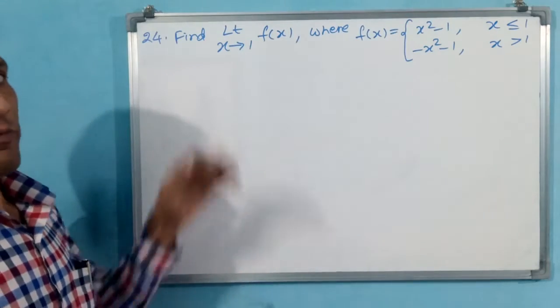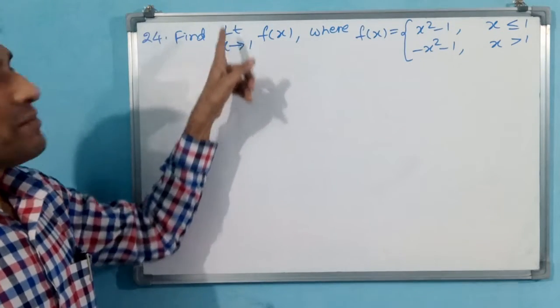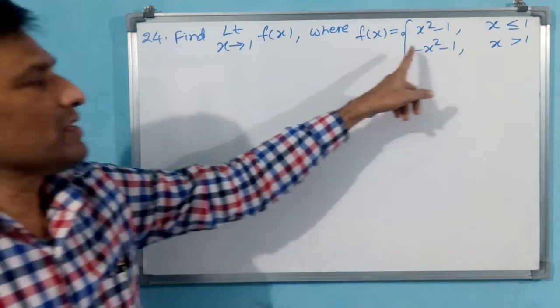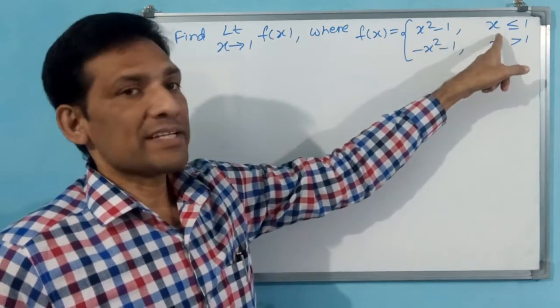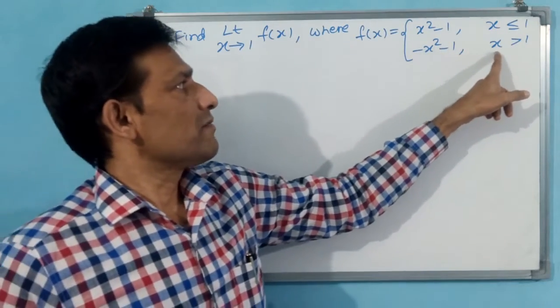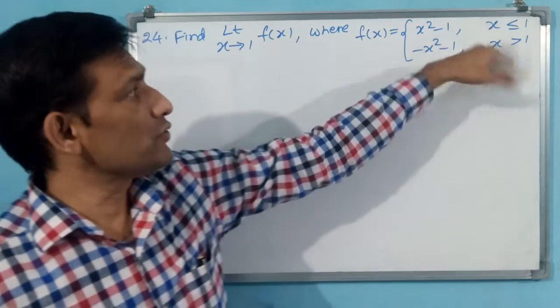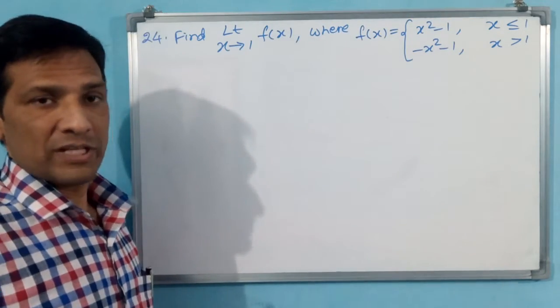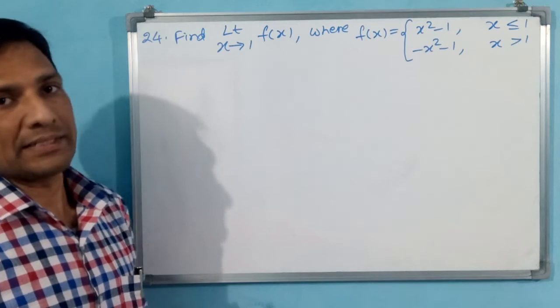See, 24th question. Find limit x tends to 1 of f of x, where f of x is x square minus 1 when x is less than or equal to 1, and minus x square minus 1 when x is greater than 1. See, here also inequalities are there. Then you have to do this question a little bit carefully, or else you are going to get a wrong answer.